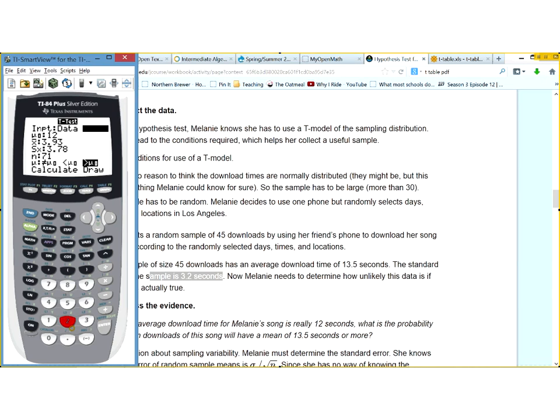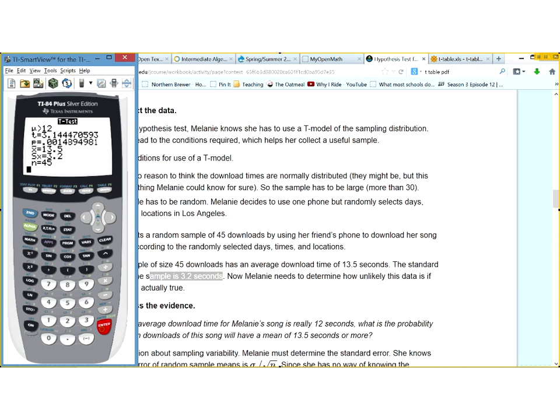All right, so mu0 is 12, and her sample mean was 13.5. That is more than 12, but let's see if it's enough. Mu0 is 12. Go down, and x-bar was 13.5. The standard deviation was 3.2, and the sample size was 45. We wanted to test that the mean was greater than 12, so my alternative hypothesis is already correct. This is really just filling in the blanks from information in the problem. I didn't have to determine any of those numbers, I just had to find where they were in the problem.